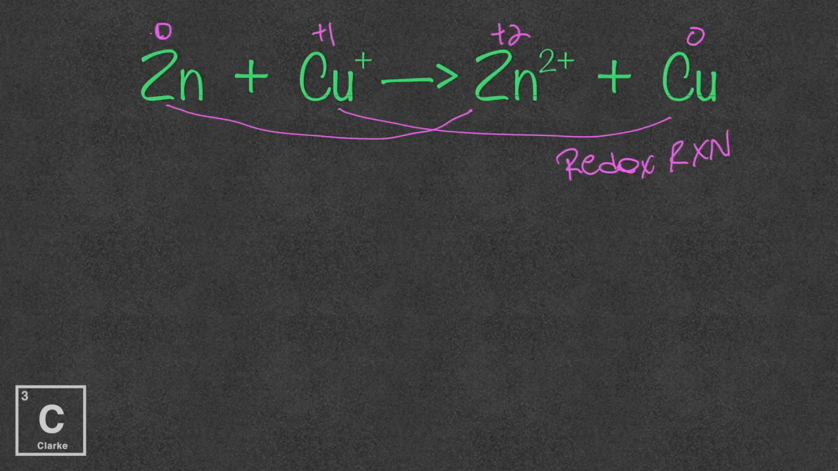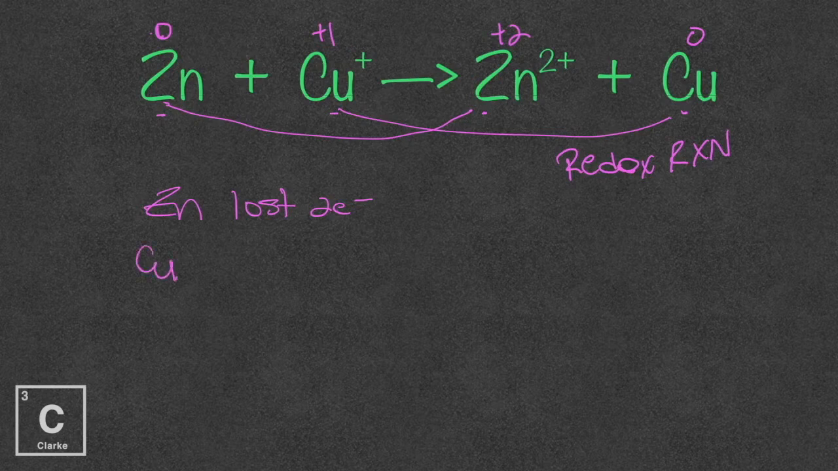But we need to decide which portion was oxidized and which portion was reduced. If we're looking at zinc, it went from a 0 to a +2. So to go from an oxidation number of 0 to +2, that means it lost 2 electrons. Remember, as the oxidation numbers get bigger, we're losing electrons because electrons are negative. It's going to feel a little bit backwards, and that's okay. And then if we look at copper, copper went from +1 to 0. Its oxidation number is getting smaller. That's because it's gaining more negative electrons. So copper gained 1 electron.